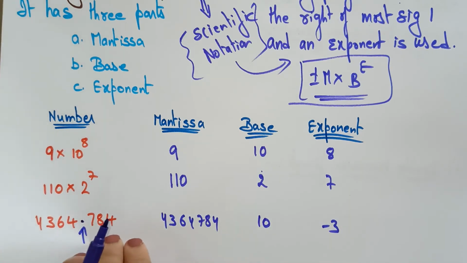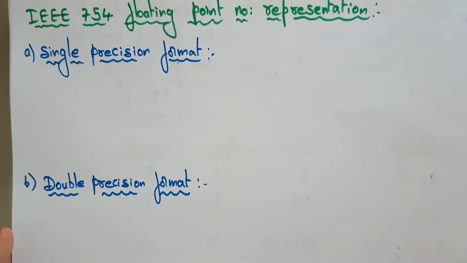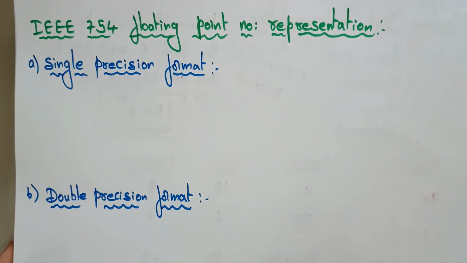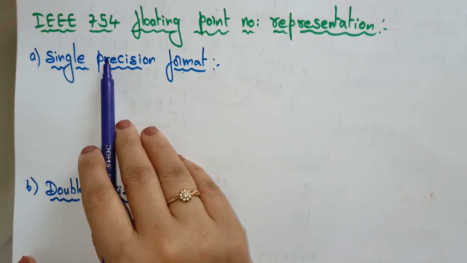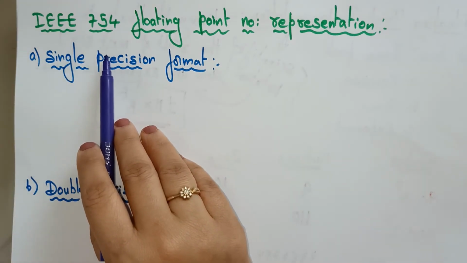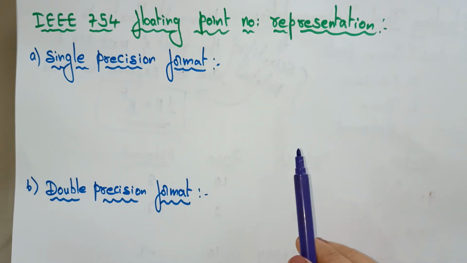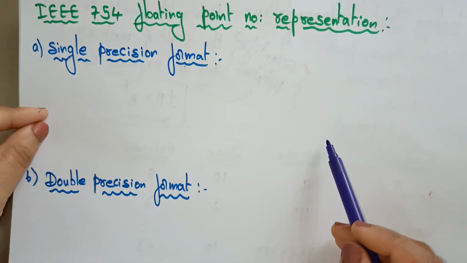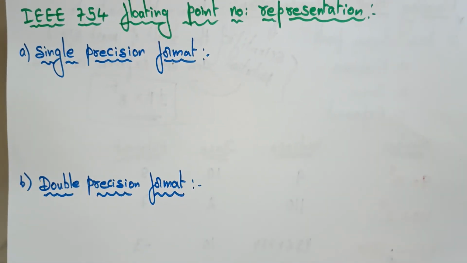Now let me tell you about the IEEE 754 floating point number representation. The standard that we follow for floating point, that is the scientific notation, is the IEEE 754 standard. This representation can be done using a single precision format as well as a double precision format. So what is single precision and what is double precision?